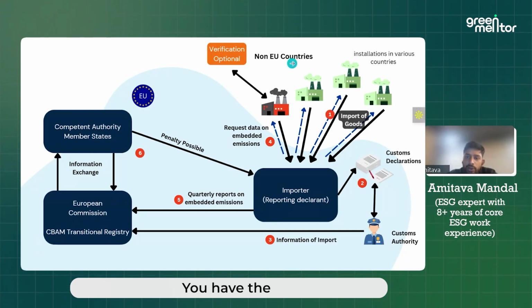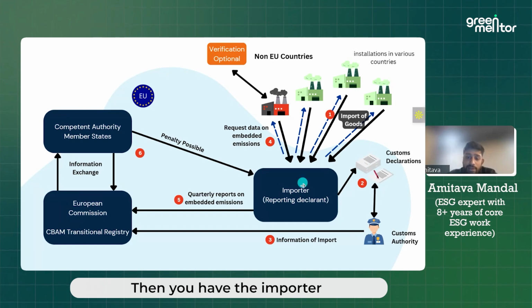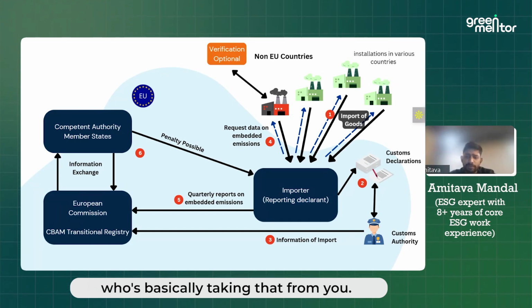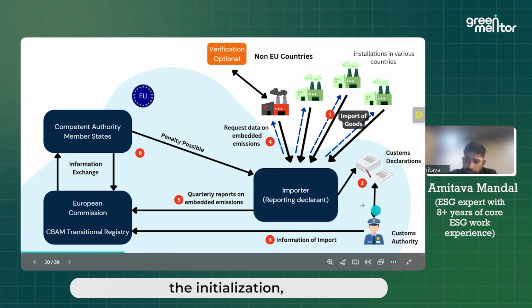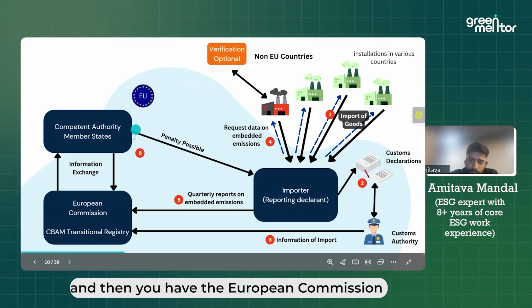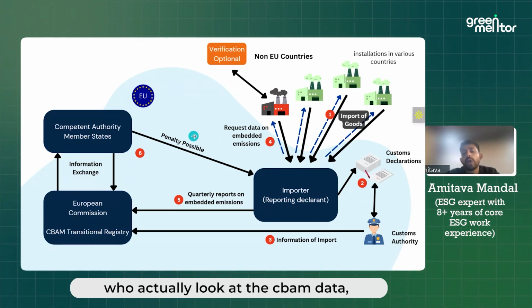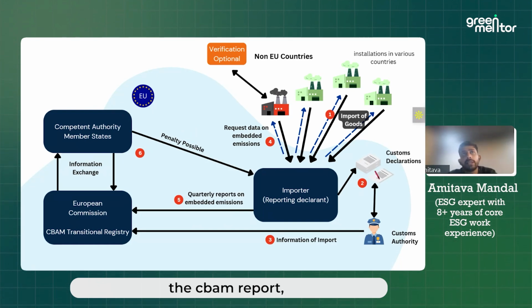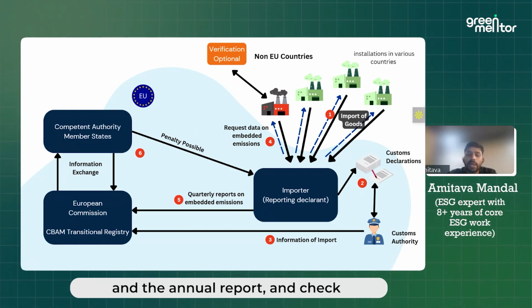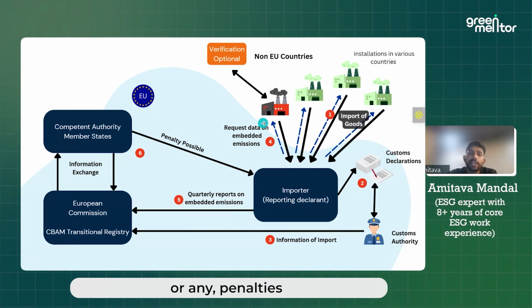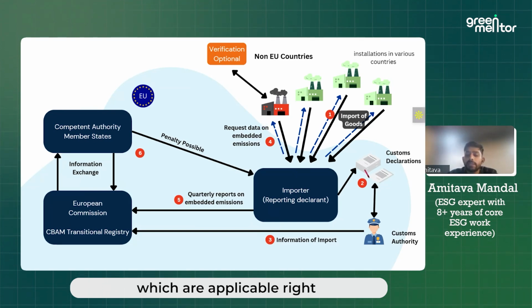So you understand who all the players are in this setup. You have the non-EU country installations, then you have the importer who is basically taking it from you, then you have the customs with whom the initial data is shared, and then you have the European Commission and the competent authorities who actually look at the CBAM data, the CBAM report, the quarterly report and the annual report, and check if there is any verification or any penalties which are applicable, right?